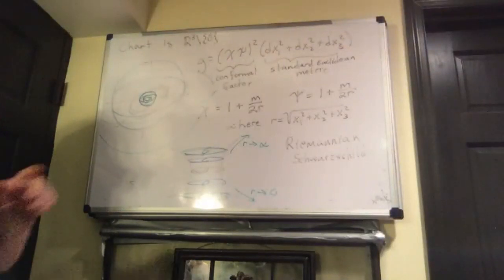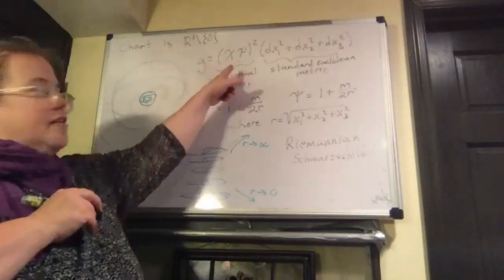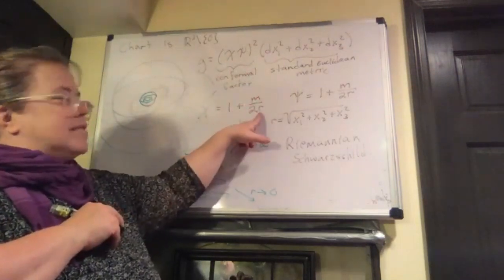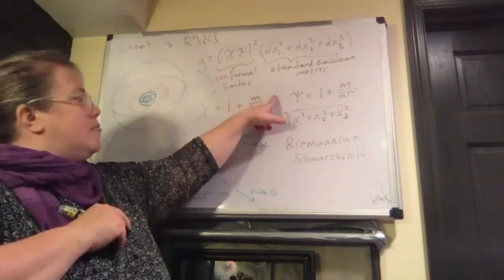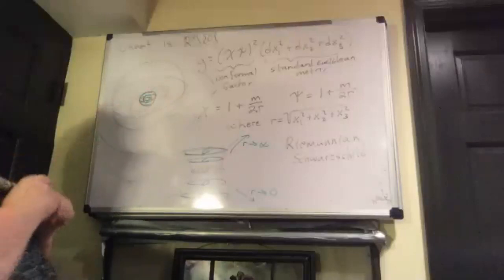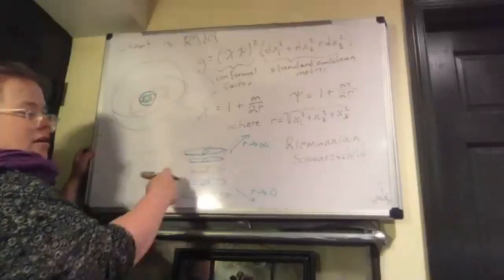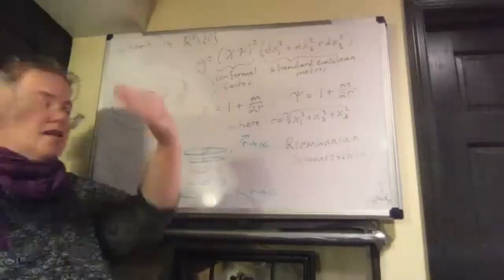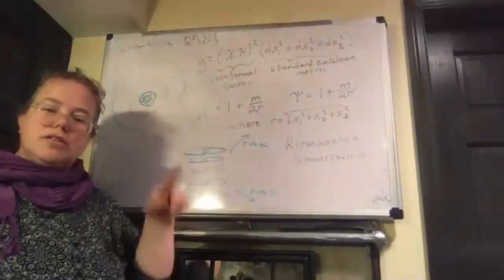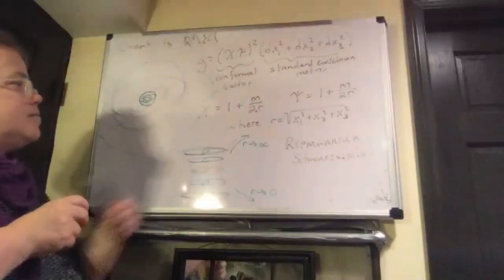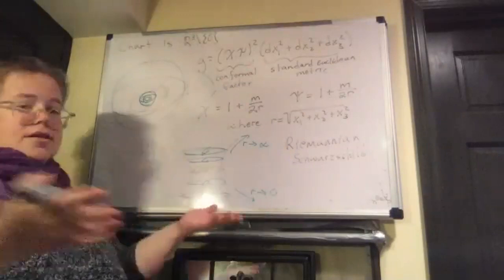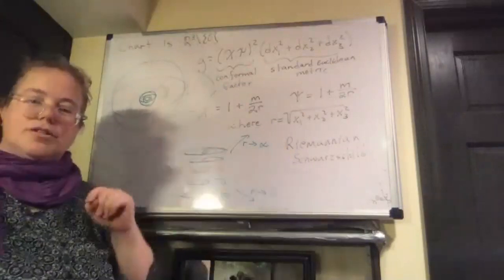You can do the same thing, but change your warping factor, and you can have lots of punctured holes. You can go plus the first mass over 2 times the distance to that hole, plus another mass over 2 times the distance to another hole, and so on. So the warping factor is 1 plus a sum over different masses for different black holes. And psi is the same as chi, and you end up with what space looks like with a lot of black holes.